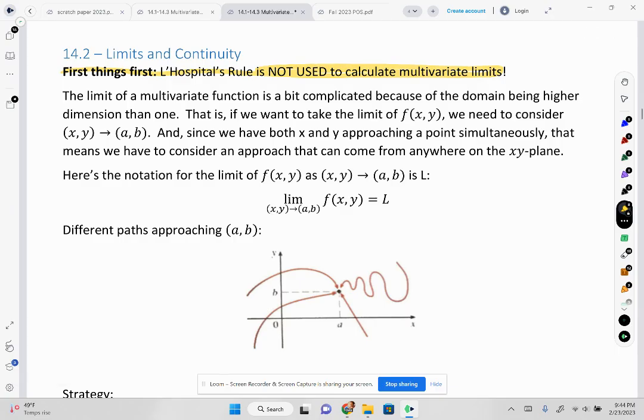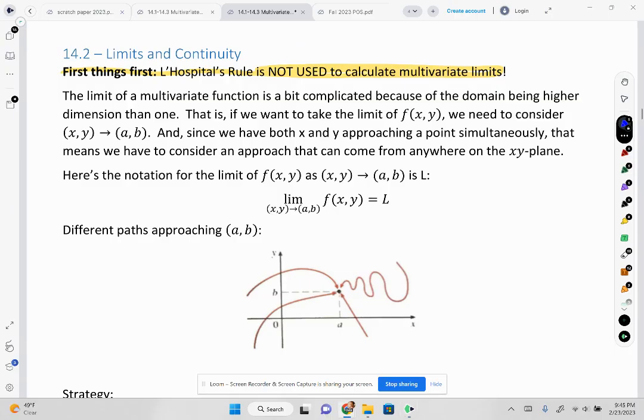The only time we can use L'Hopital's rule is if we're dealing with a single variable function like we did in Calc 1. So, we will have some techniques that may get us down to a function that has just one variable, and then we can use L'Hopital's rule, but not before then.